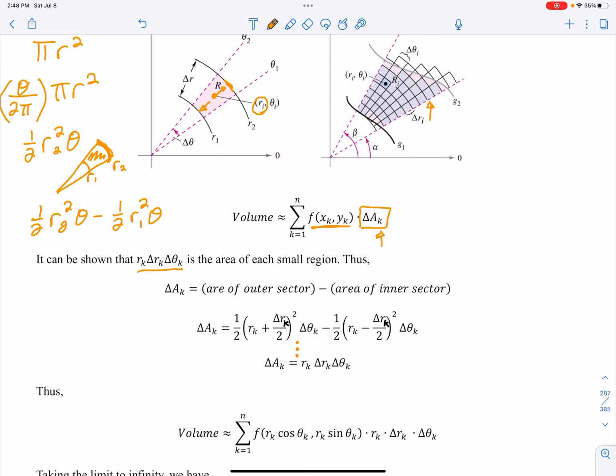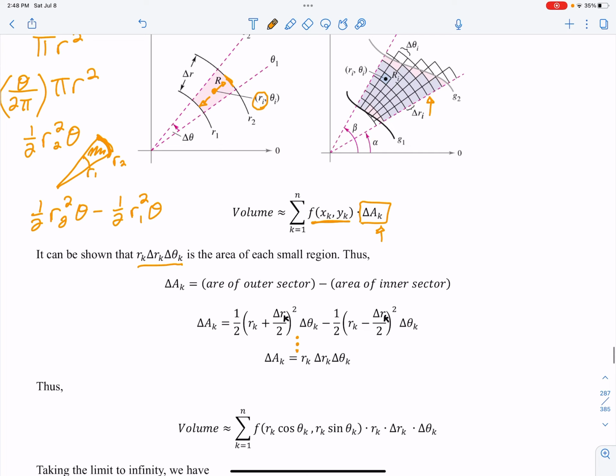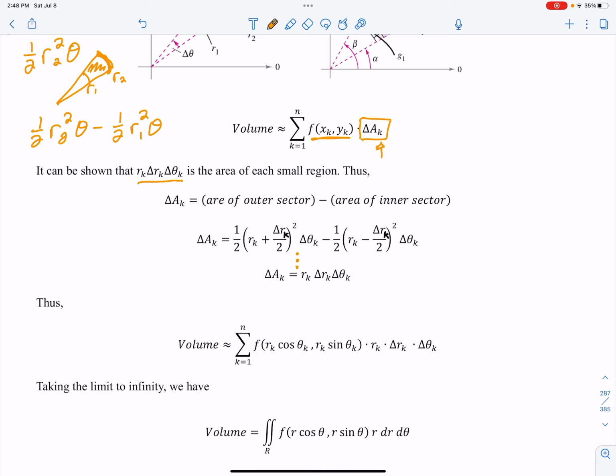So I'm not going to show you how to get to that, but that's how we get to our formula that we're about to run into. Thus our volume is, okay, if this is the area of that region, and then normally we would have an f of x, y, but in polar we don't call them x and y, we call them r cosine for x and r sine for y, so we would replace it all there. This represents a volume over the shape over that region.